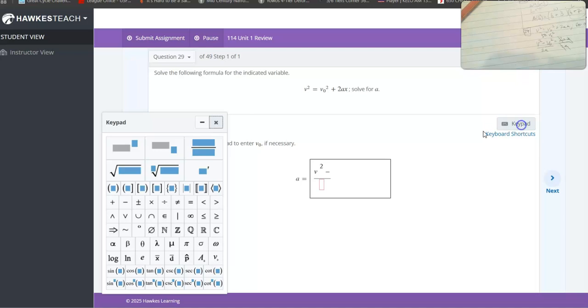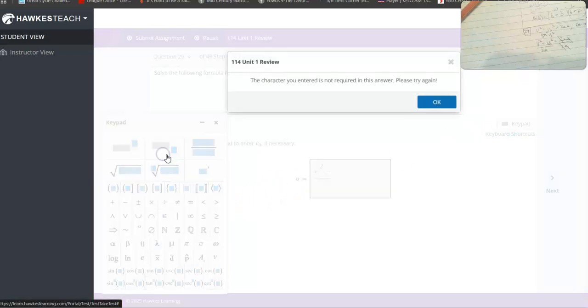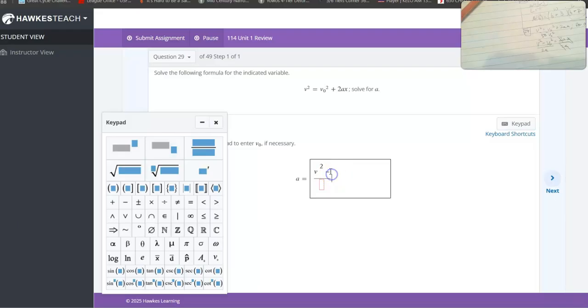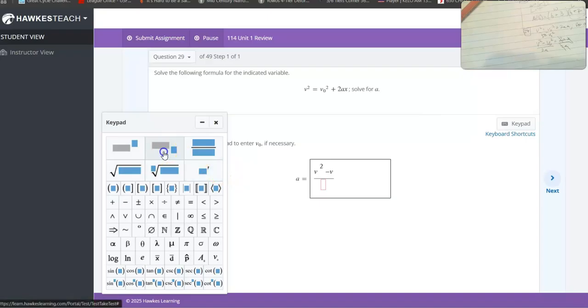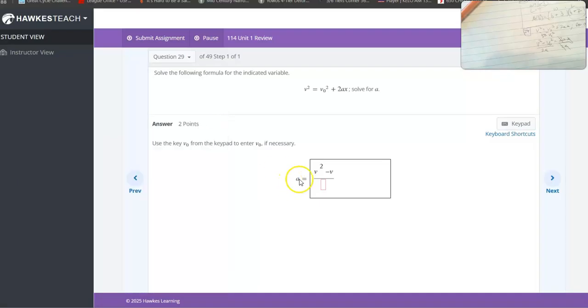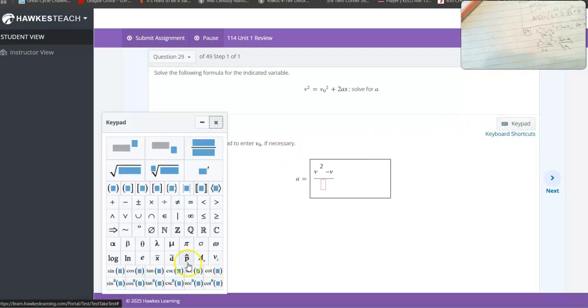Minus. Okay. B. What? Why won't you let me do that? What? Yes, I do need that. Okay. Maybe it wants it factored. Use the key V naught from the keypad. Oh, there he is. Okay, that's annoying.